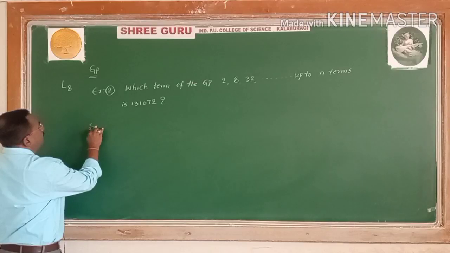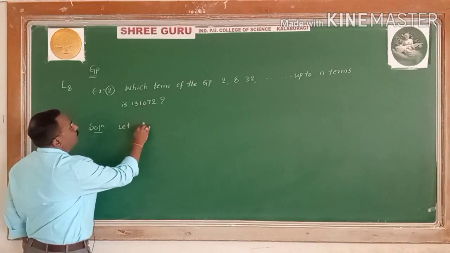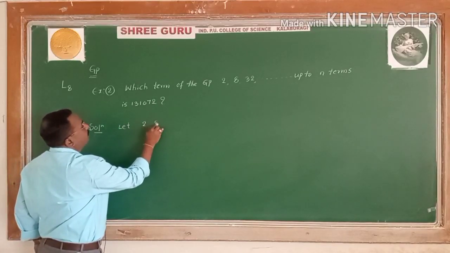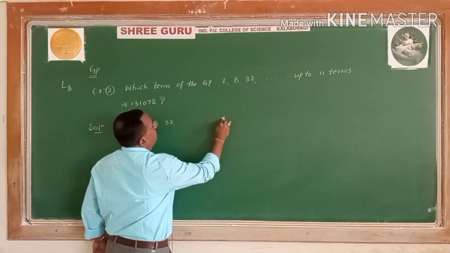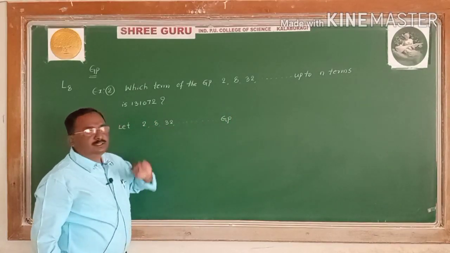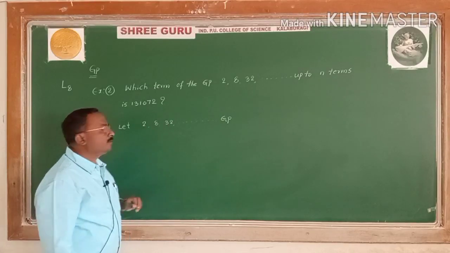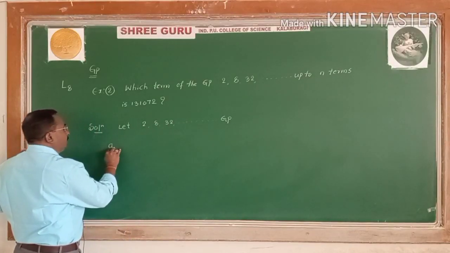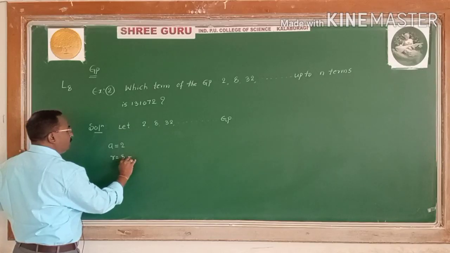Solution. Let the given 2, 8, 32 be in the form of GP? Yes, 8 by 2 is 4, 32 by 8 is 4. A is equal to 2. Common ratio r is equal to 8 by 2, which is 4.